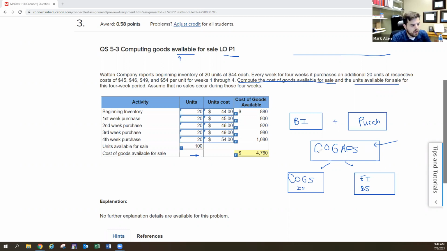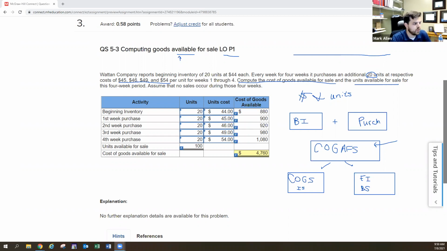So a really important point is that this graph right here, or this picture, whatever you want to think of it as, works both for dollars, which is important, and in terms of units. So if you can remember that, then however I ask you a question, you can figure out what you need to do. So let's go ahead and start. In this case, they tell us every week for 4 weeks, we purchase 20 units. So that's where these 20 units come from at respective costs of $45, $46, $49, and $54 for weeks 1 through 4. Well, actually, I'm sorry, I messed up my arrow just a tad.